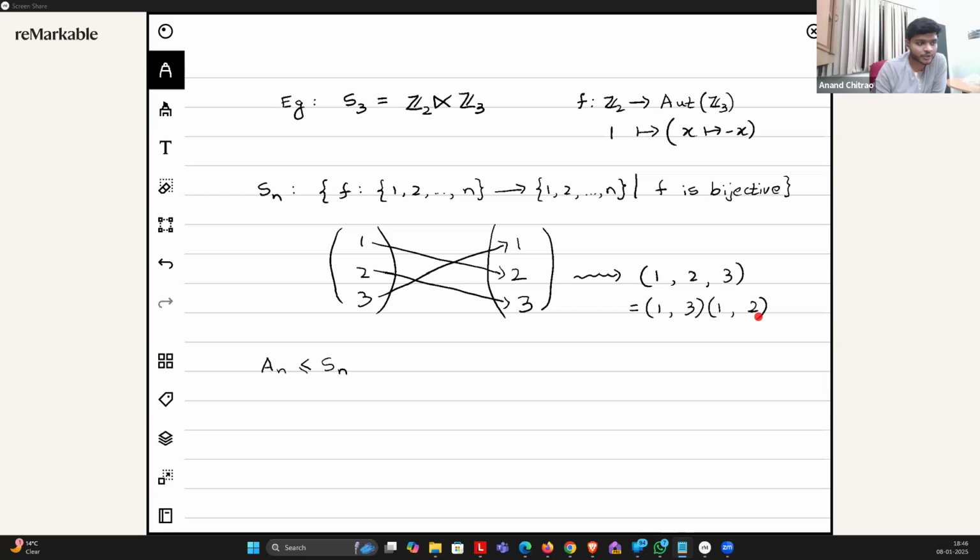What is this product evaluated at 1 equal to? Also 2. That is because you have to evaluate a composition of functions. This function evaluated at 1 is 2, and then you plug 2 into this function, but this fixes 2. So in total, 1 is sent to 2. Now do this for 2 and 3 to check the equality of these two things. Is that okay?